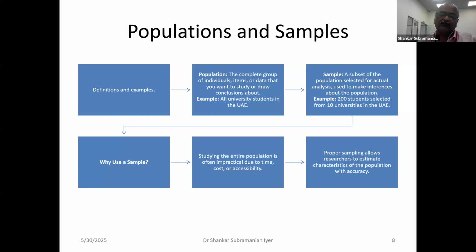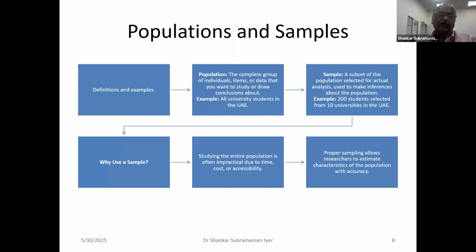For example, 200 students selected from 10 universities would be a sample. That is stratified sampling, as we call it, because we can select maybe 20 students from each university. Okay, so why do I use a sample? Because this is part of your research work when you get involved with these terminologies and terms, so I'm just making a prima facie reference to that.